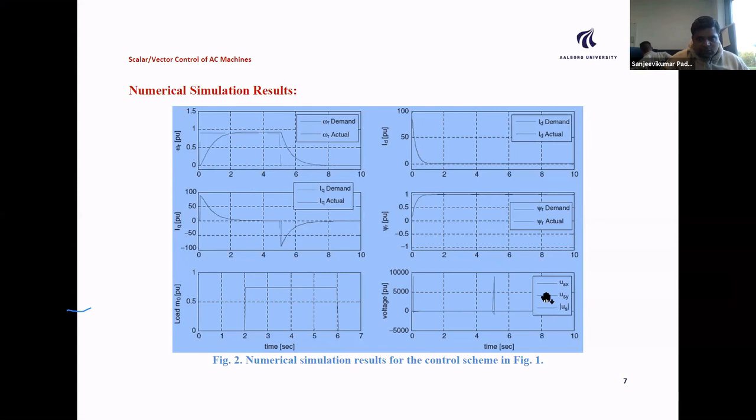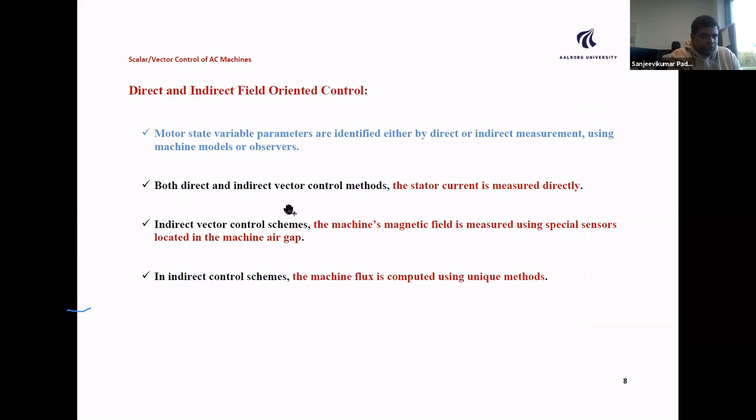And this is due to the voltage which is having the peaks, because in the beginning we start at the maximum speed, then there is a reversal to 0 suddenly, so that you have two peaks exactly due to these behaviors. So what happened to direct and indirect vector control?